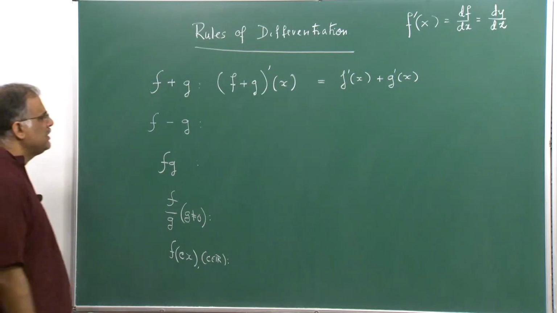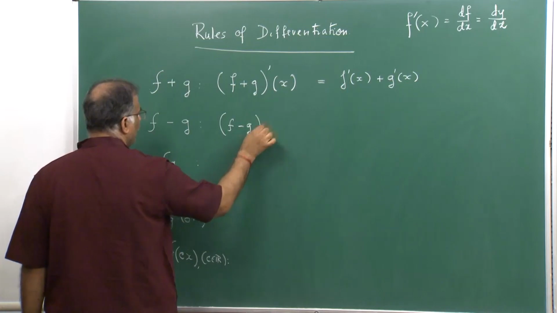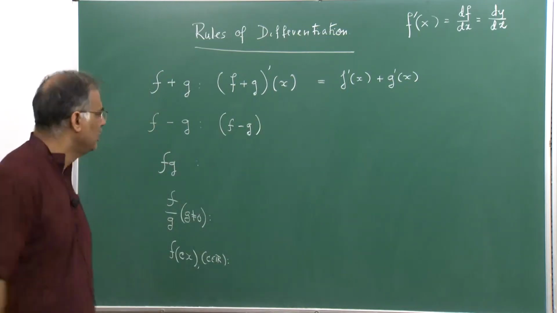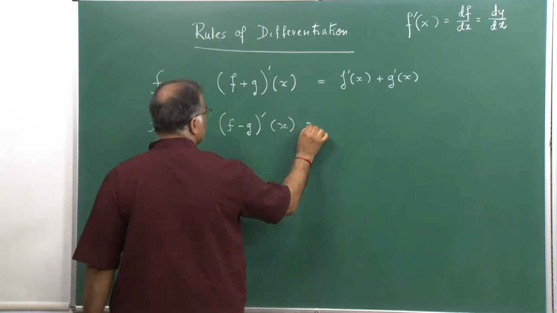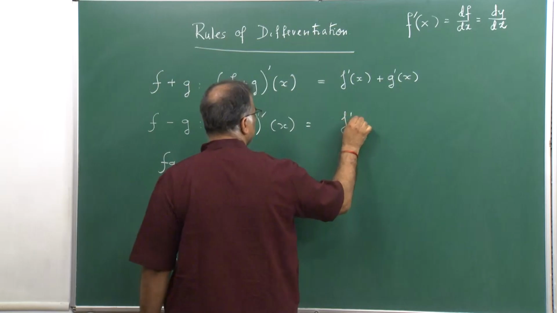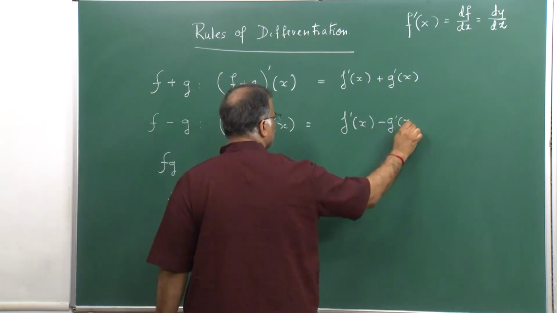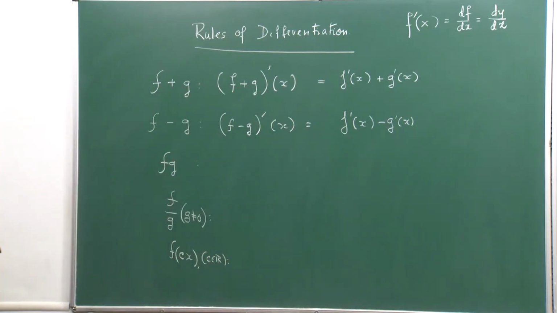Now, in this case you know what is the meaning of f minus g, that is, at any point x the functional value f minus g is evaluated as f of x minus g of x. So, if I compute the derivative of this, it would just give me this. So, this is pretty well known.